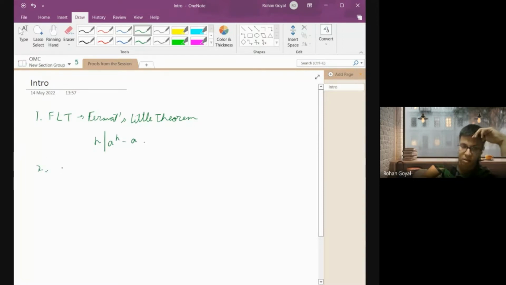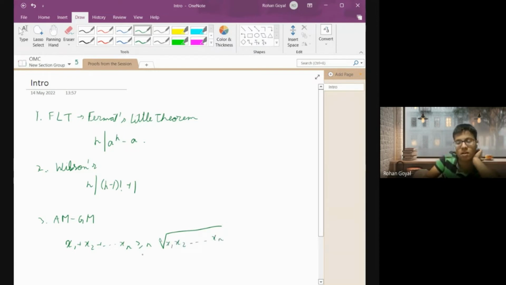Second is Wilson's theorem, which says p divides (p minus 1) factorial plus 1. And third is AM-GM, which states x1 plus x2 plus ... plus xn is greater than or equal to n times the nth root of x1 ... xn, where x1, x2, ..., xn are non-negative reals. So these are three results you hopefully know.